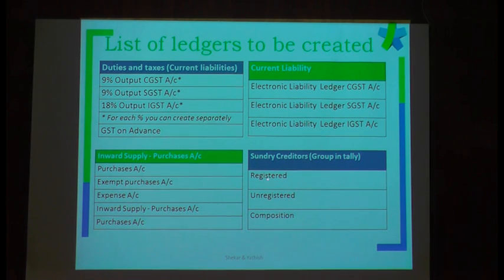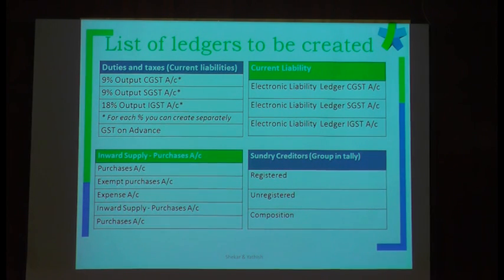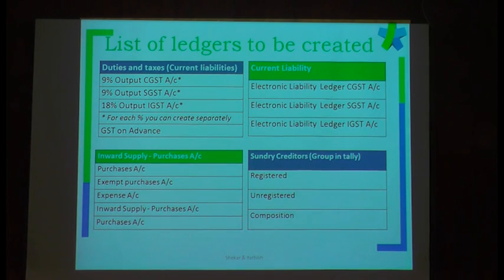Then we have the sundry creditors. Under sundry creditors, we could also group, as soon as we know the parties, into registered creditors and unregistered creditors, and composition dealers separately if we have it based on our records. This will also help us in identifying each of these heads separately, so that henceforth we know, okay, this particular party, if there are some purchases during the month, is directly a composition dealer, an unregistered dealer or a registered dealer. It becomes easy for us to file our monthly returns also. That is another way of looking at the unregistered dealer purchases.